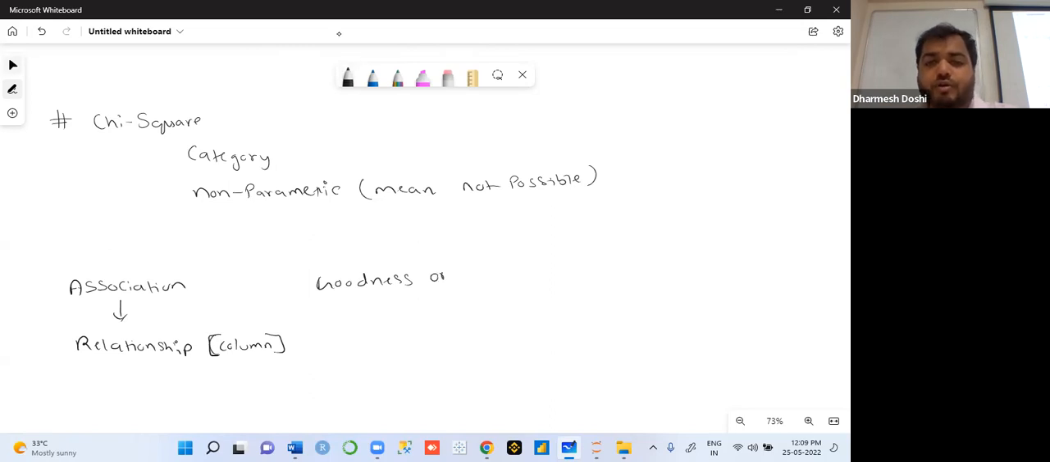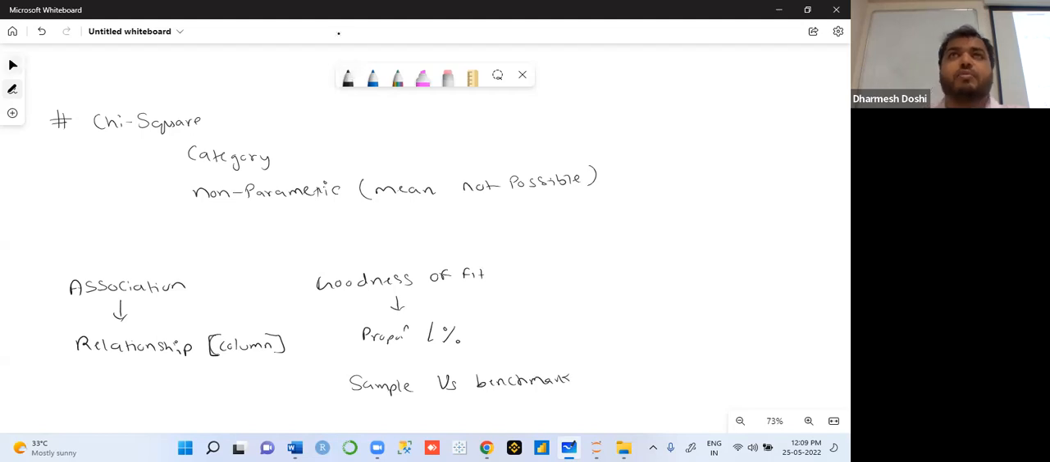Goodness of fit is used to check proportion, or you can say percentage comparison, between sample ratio versus benchmark, which is a company claim or a benchmark. We compare a sample versus a benchmark. We cannot say population because it's a benchmark point of view.